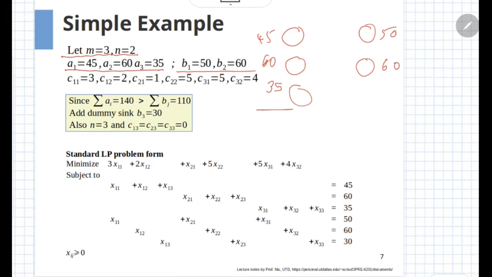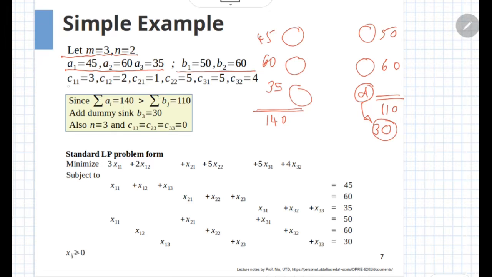As you can see here, if you add up the total supply, or the quantity which is available, it comes out to be 140, whereas the quantity demanded is 110. So this problem is of unbalanced type, so we have to add a dummy destination and attach the surplus quantity of 30 to this particular destination, and then this problem becomes a balanced problem which can be handled with the standard techniques.